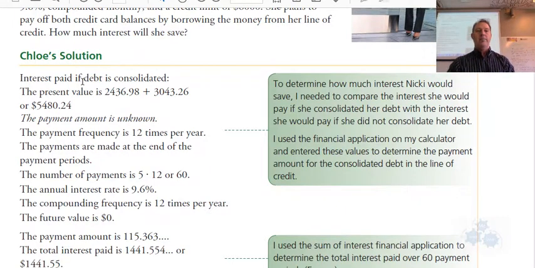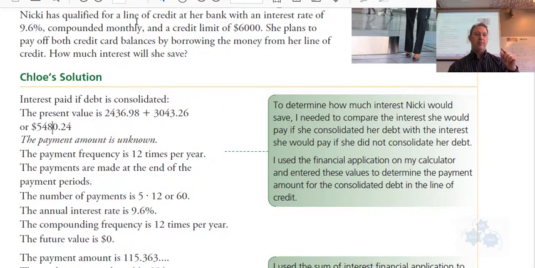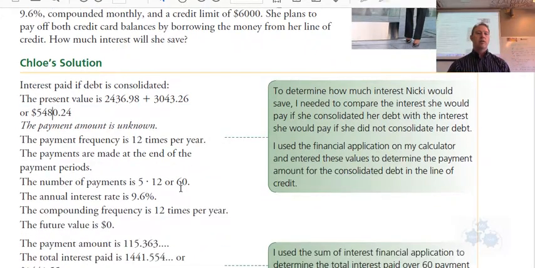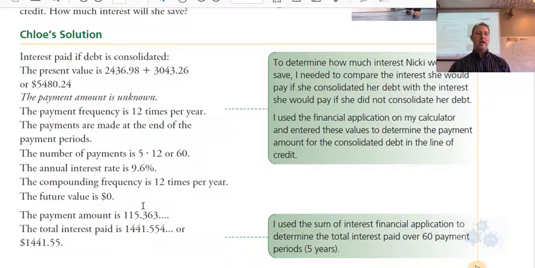So if the debt was consolidated, she's taking the individual amounts and combining them together. So this is the total amount that she would have to pay off. In essence, that's the amount that she needs to take from her line of credit, right? This is the amount. So the payment amount is unknown. We fill everything in: payment periods, the number of payments. It's monthly. She wants to be free of this in 5 years, right? And so it's 60 months and so on. Plug all this in.